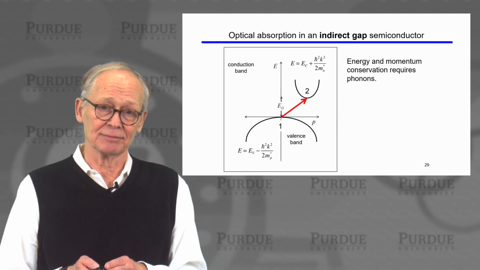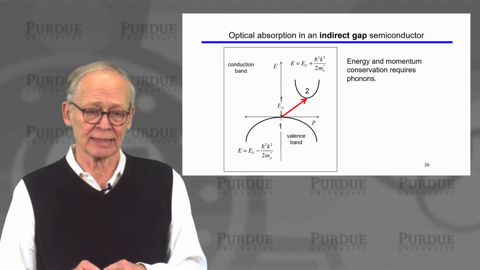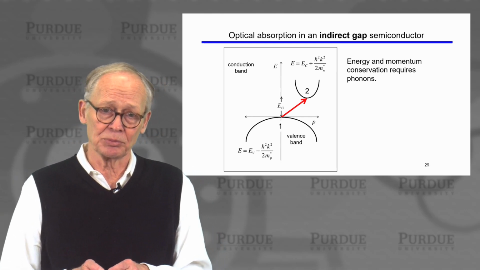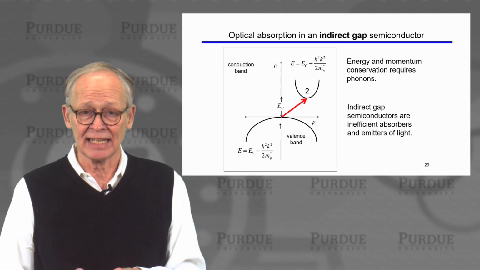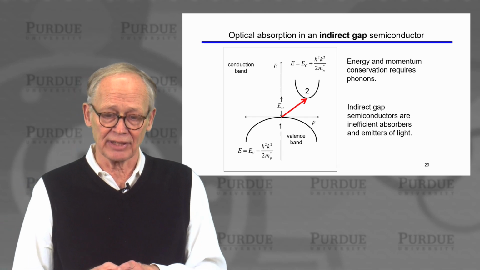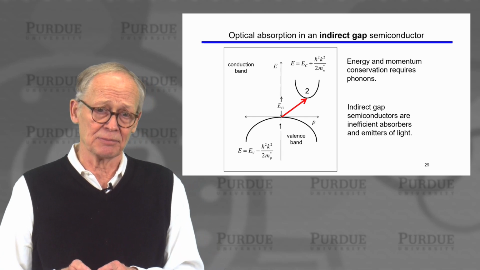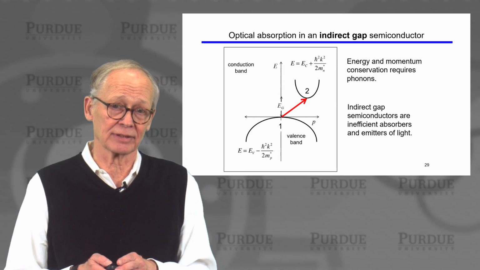That's going to be less likely because we have to find a phonon with the right momentum in order to make this process work. So the optical absorption processes are weaker than they are in direct gap semiconductors. Indirect gap semiconductors are not efficient absorbers of light, and they're not very efficient at emitting light either. We don't build semiconductor lasers out of silicon, for example.